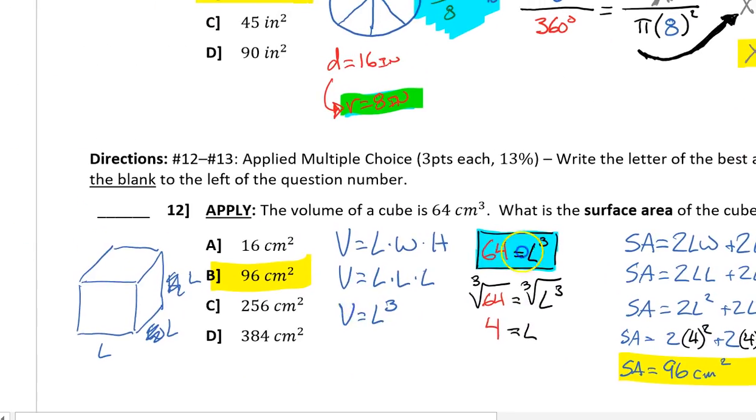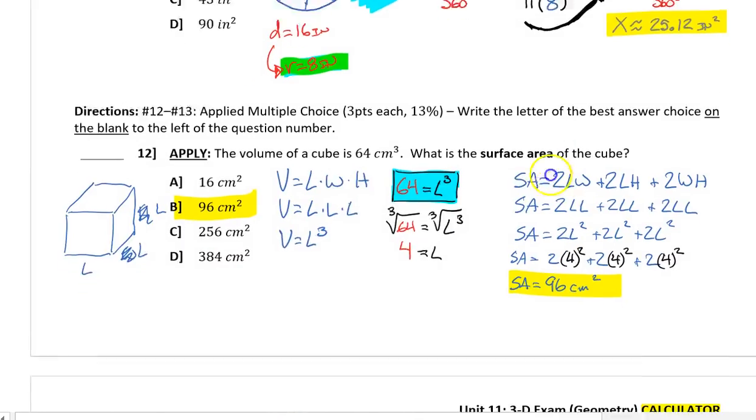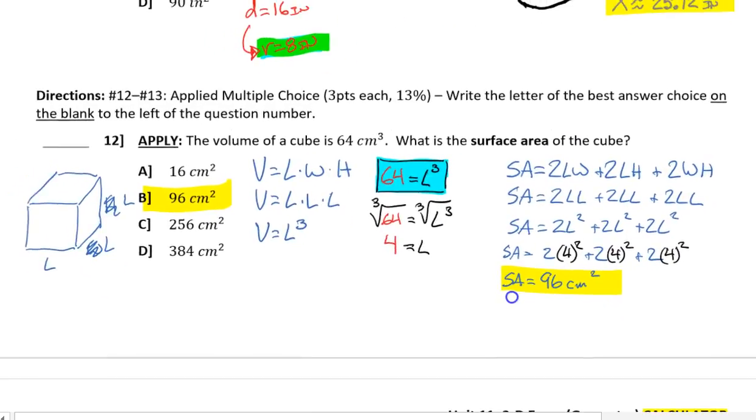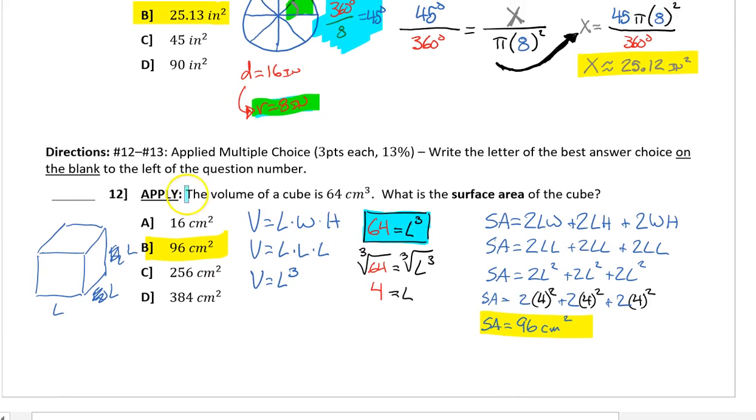Next question. Question number 12. This was a commonly missed question on the test. We just incorrectly thought this was a ratio problem. Notice there's no word ratio anywhere in this particular problem. Several of us tried to make a ratio of surface areas to volumes.